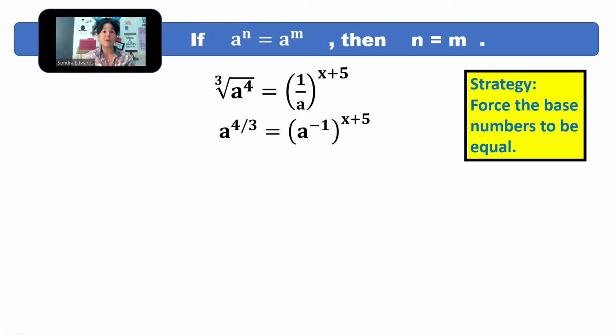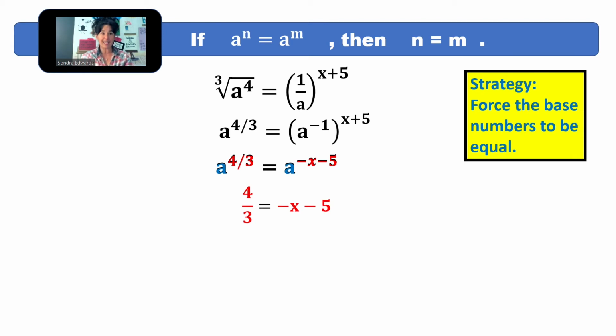Multiply. All right, we want to multiply negative 1 times x plus 5. So negative 1 times x is negative x. Negative 1 times 5 is negative 5. Now we can see that the bases match, allowing us to simply set the exponents equal.